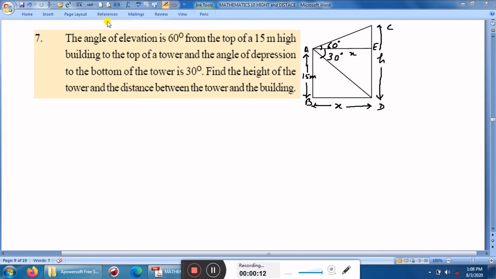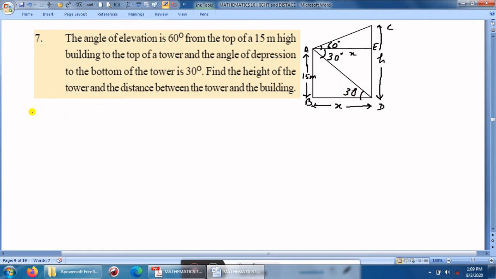Yes, come to the point, and there is a 15 meter, it is the building, and it is a tower CD, that is the h meter. So angle of elevation is 60 degree to the tower top, and the depression is 30 degree, which is given. Now find the height of the tower and the distance between them, that is the x. So first of all, with the help of alternate interior angle, this angle is 30 degrees, so it is also 30 degree.